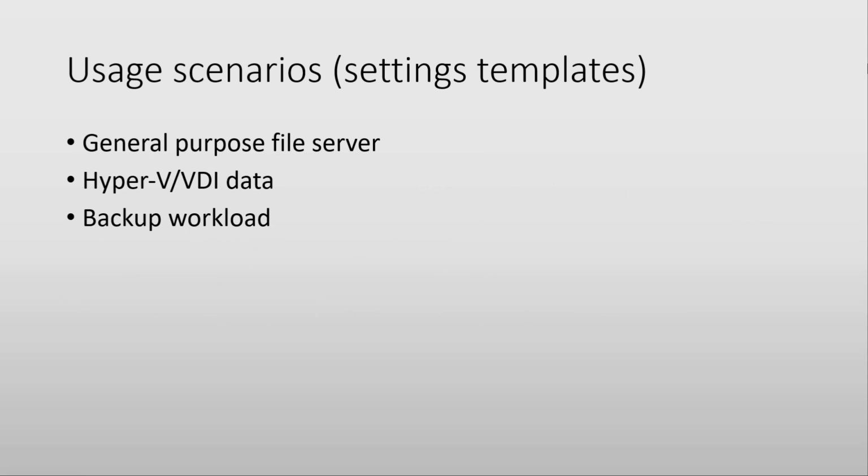Now, when you go to enable deduplication, you will find that you can choose from 3 scenarios or settings templates, basically. The first one, general purpose file server, speaks for itself. It is when you want to enable deduplication on a general file server with user files, pictures, videos, office files, whatever you may have. The second scenario is for VDI data or Hyper-V hard disks basically.